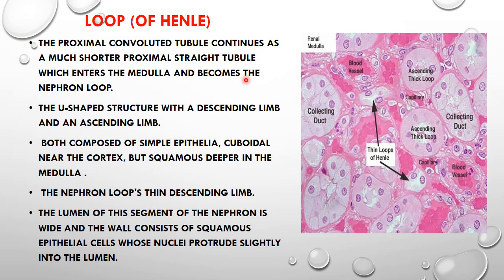The proximal convoluted tubule continues as a proximal straight tubule which enters the medulla and becomes the nephron loop. This nephron loop is a U-shaped structure with a descending limb and an ascending limb. Both of these limbs are composed of simple squamous epithelium. Now the thick limb, you can see here, is more cuboidal near the cortex, whereas the thin limb has simple squamous epithelium. The lumen of this segment of the nephron is wide and the wall consists of squamous epithelial cells whose nuclei protrude slightly into the lumen.